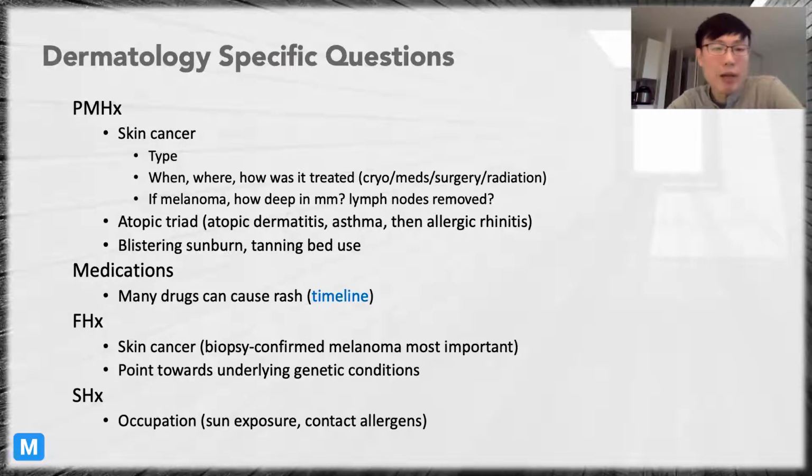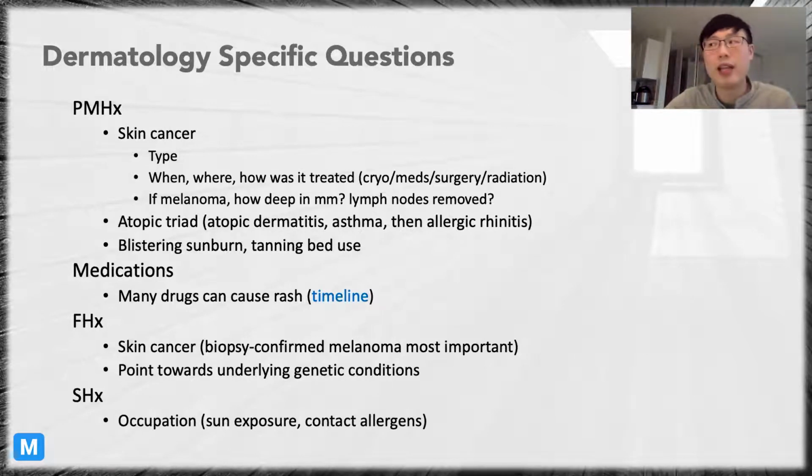The other ones are asking about any blistering sunburns, any tanning bed use, because those are the big risk factors for having any kind of skin cancers. And in terms of medication, as I mentioned before, ask about timelines, because for any kind of drug-induced rash, the timeline is the most important factor. For example, the start of the rash relative to the start of the medication, because this can help you generate a differential and point towards what kind of drug eruption the patient has.